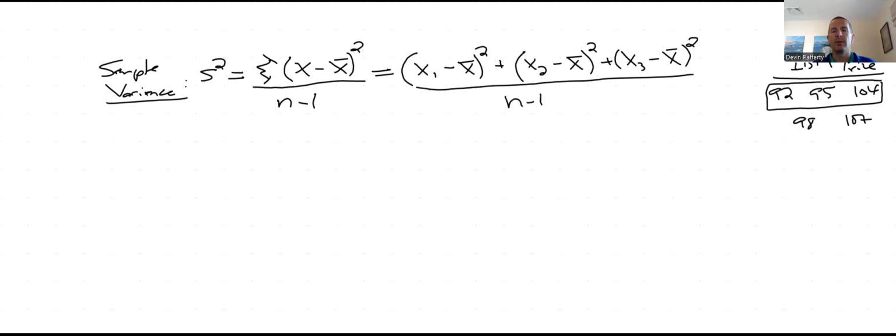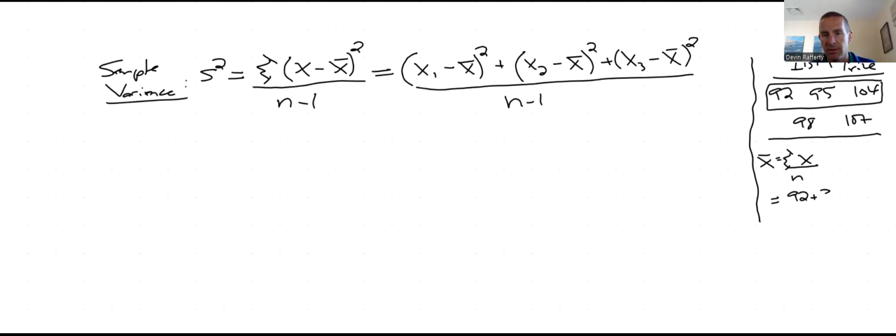We'll get to 2. But in order to actually calculate this, the first thing we need to do is get x bar. So how do we get x bar? X bar is the summation of x divided by lowercase n, which equals 92 plus 95 plus 104 divided by 3.